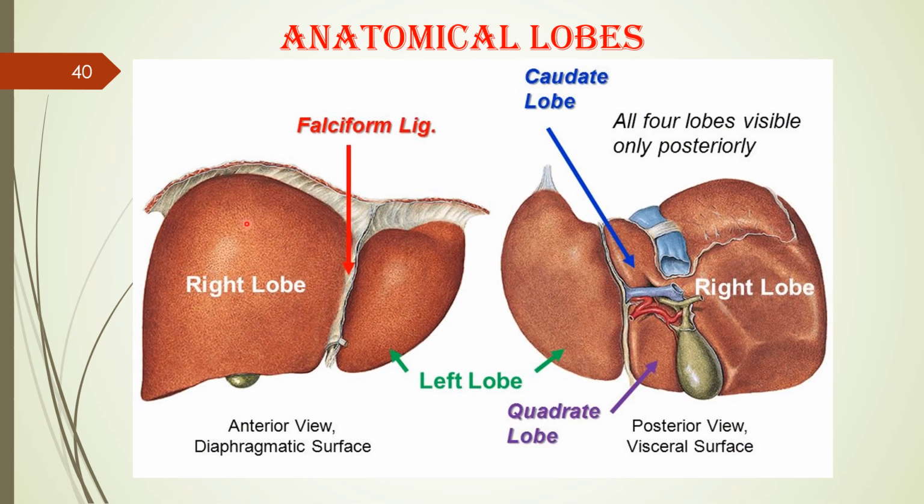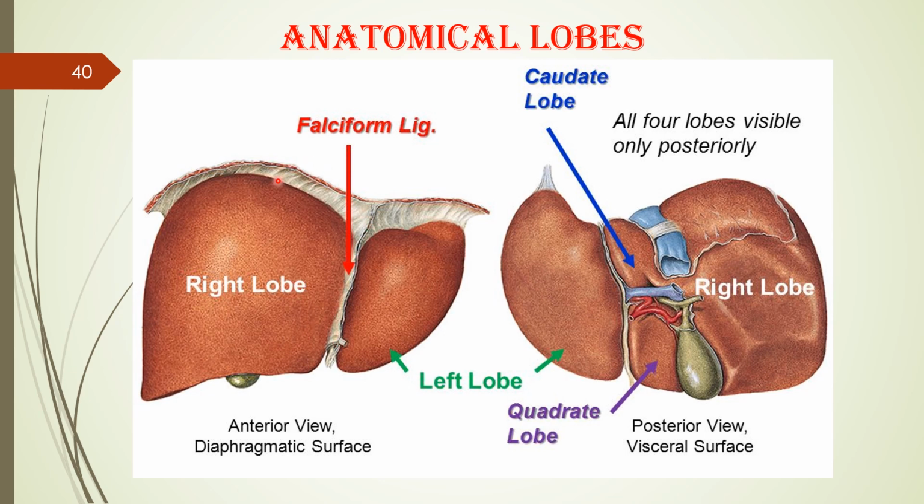So in this image we can see this is an anterior view where you can see the diaphragmatic surface, anterior surface, right lateral, and superior surface. This is the attachment of falciform ligament. So anteriorly and above, that means in between diaphragm and anterior abdominal wall, there is a ligament which is a double fold of visceral peritoneum called falciform ligament.